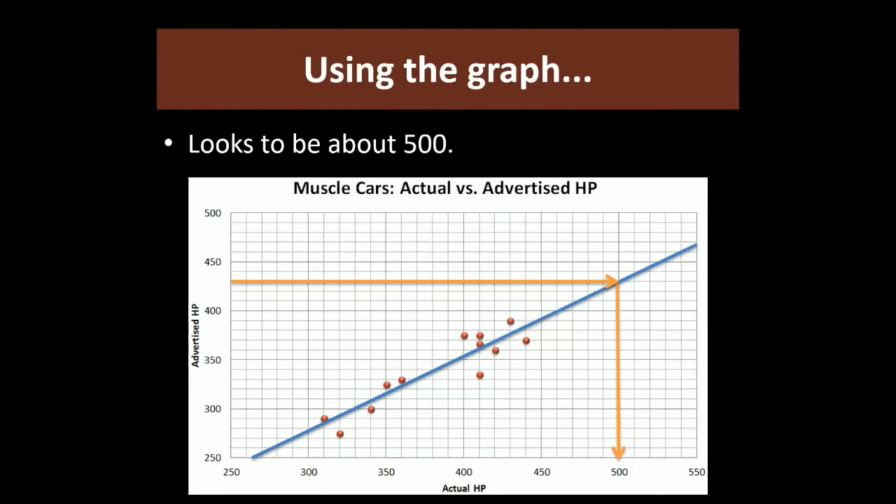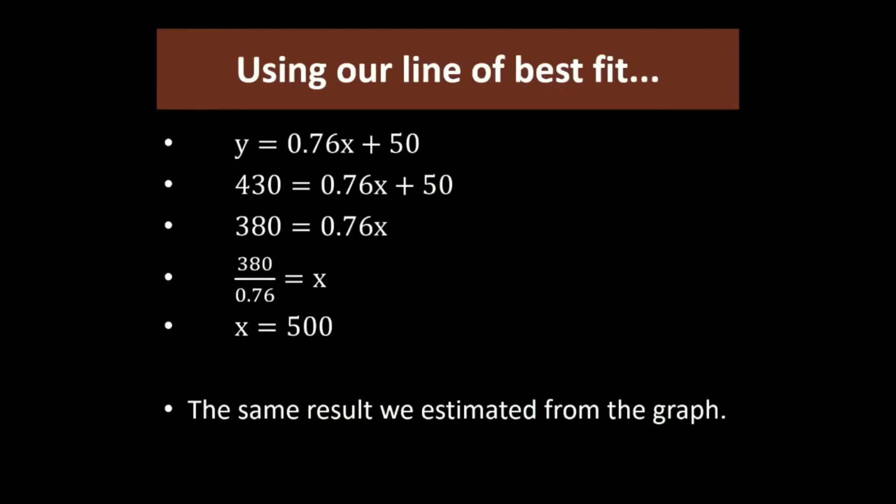So I read the 430 off of the y-axis, go over to my line of best fit, and it predicts a value of about 500 for my actual horsepower. If I use my line of best fit equation and I solve for the actual horsepower, the x value, I can see that I actually get 500 again, which makes sense. The equation came from the line of best fit. Whether it's a picture or an equation, it should work out to be the same.